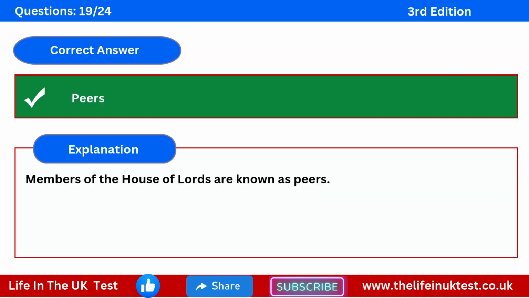The correct answer is Peers. Explanation: members of the House of Lords are known as peers.